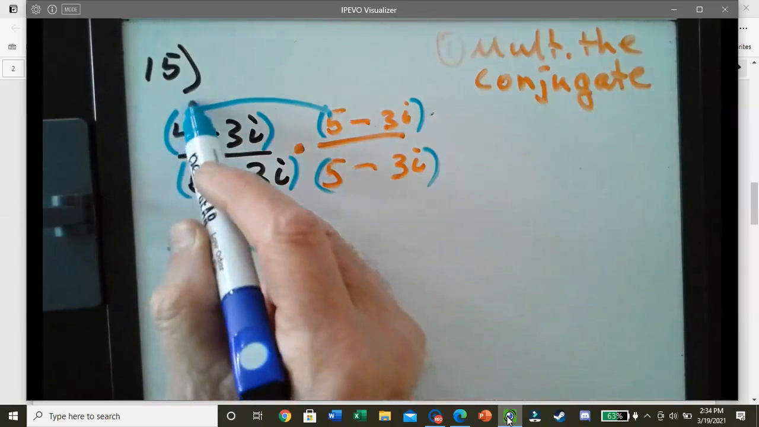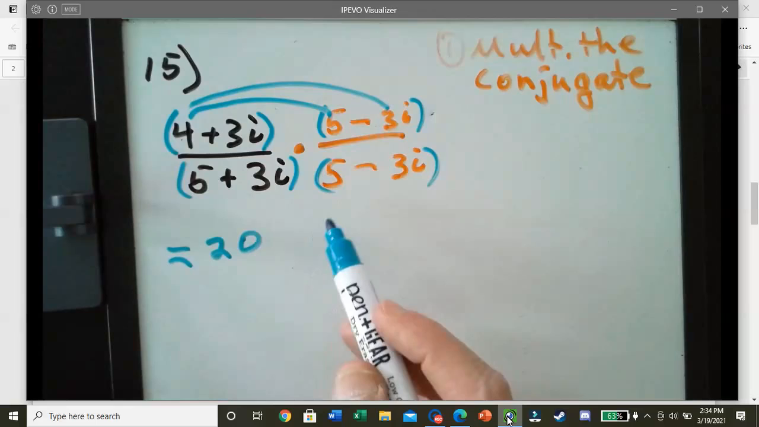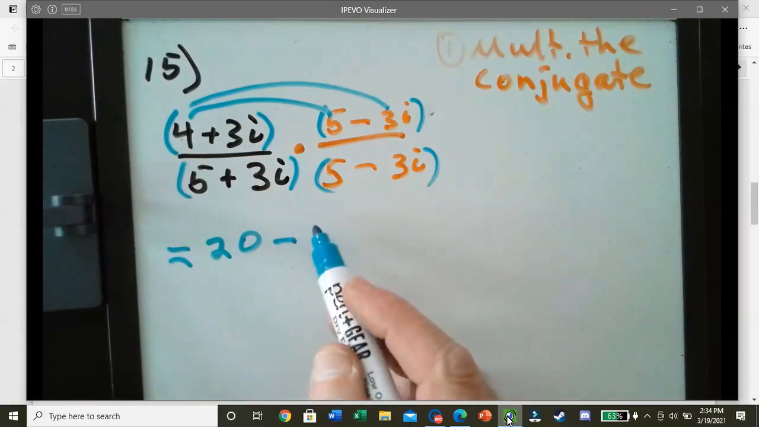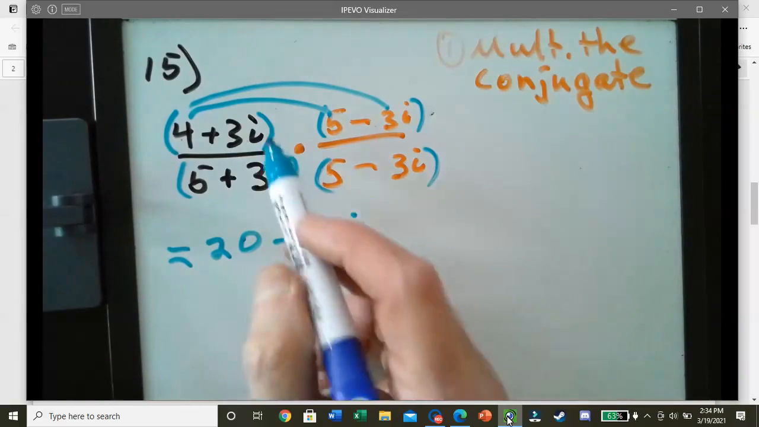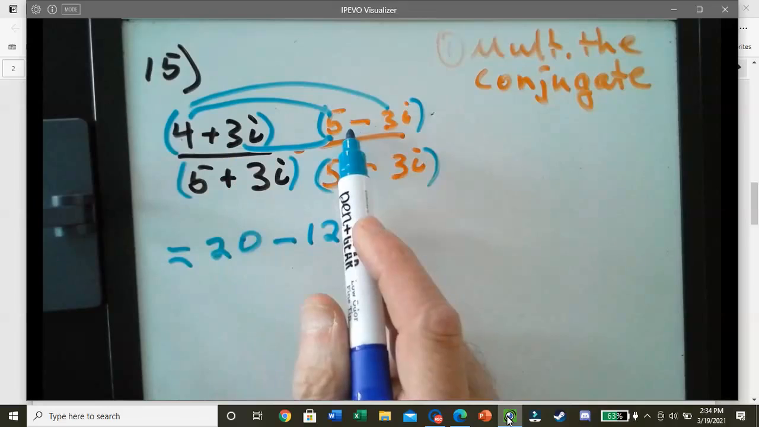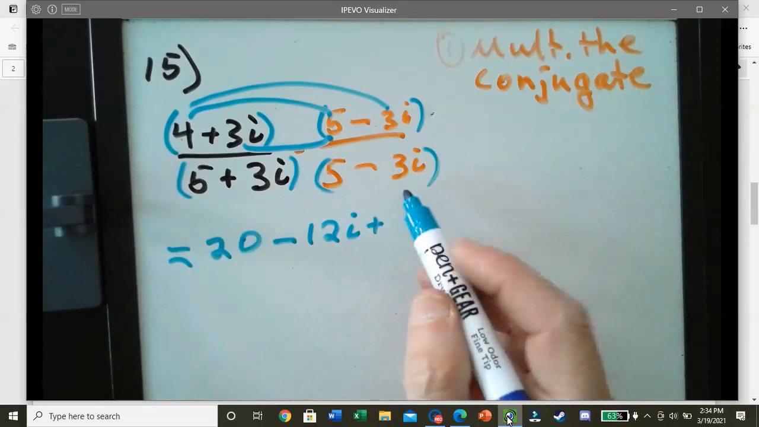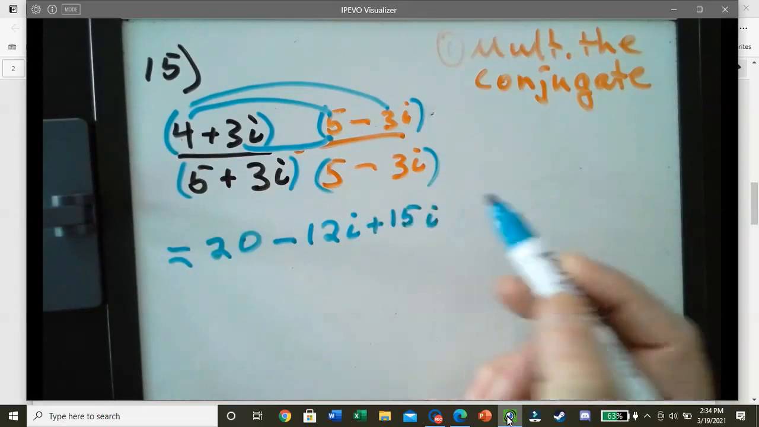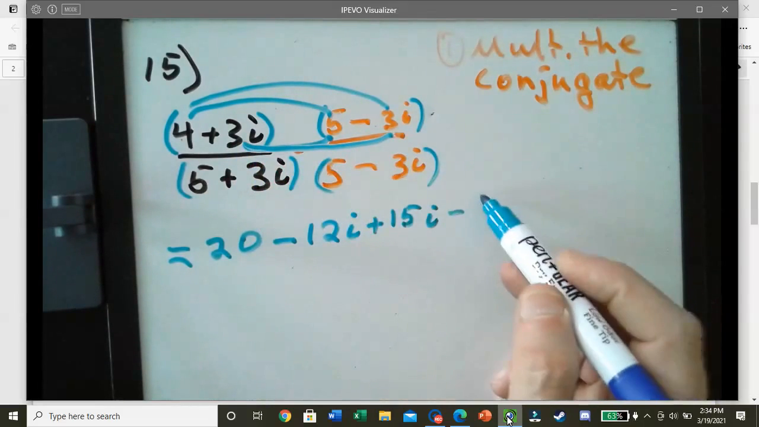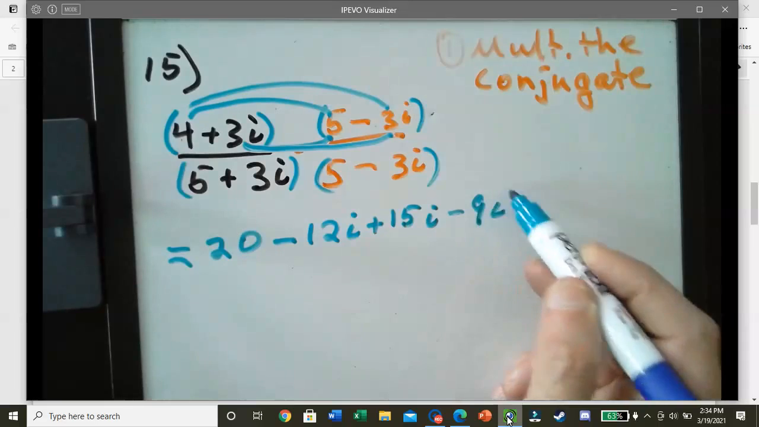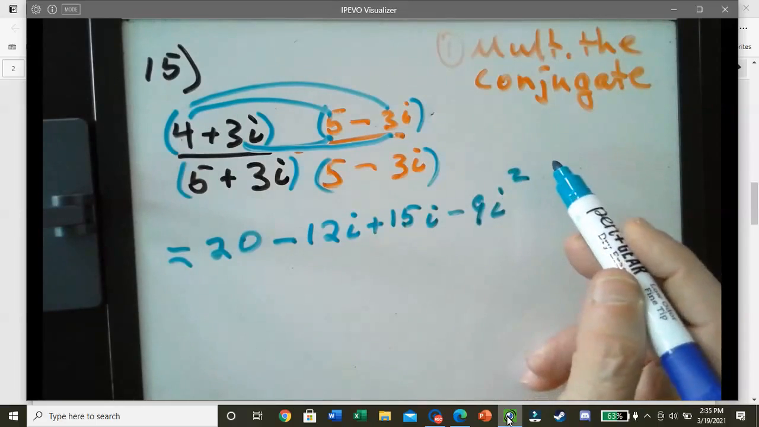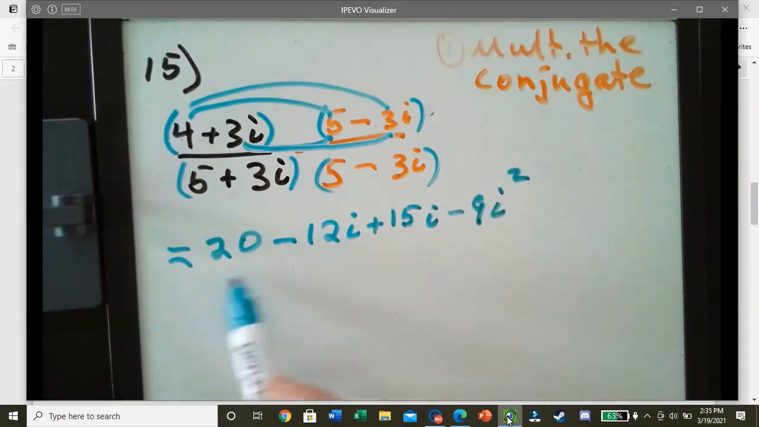20. And then the two outer: 4 times a negative 3i is a negative 3 times 4, which is 12i. And then we multiply the two inner: 3i times 5 is plus 15i. And then the two last: 3 times negative 3 is a negative 9i squared. Good. Questions?